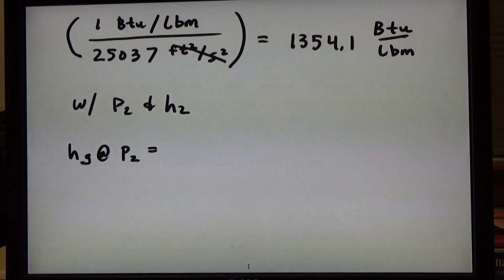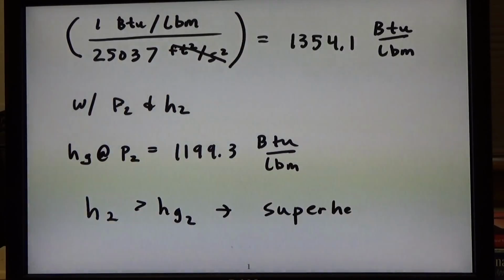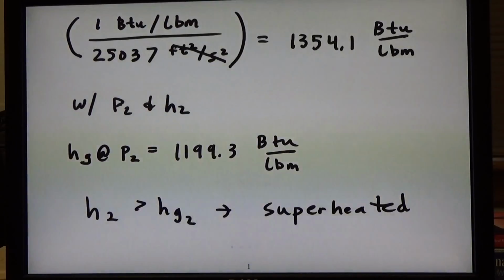So that Hg that I just read off was 1199.3. And that means that H2 is bigger than Hg2. We still have a superheated steam at the exit. So once we know it's superheated, we can go to the superheated tables and look for a value with a similar pressure and a similar specific enthalpy. So let's go ahead and do that. That's going to help us to solve for T2.